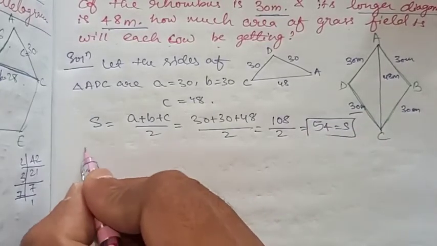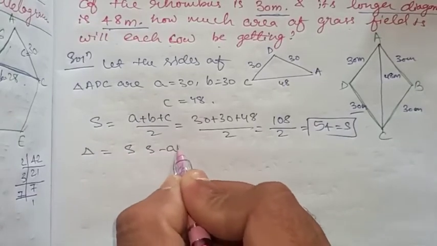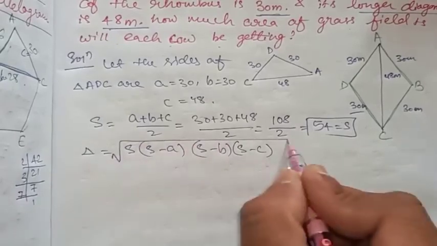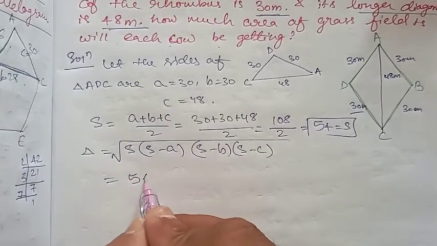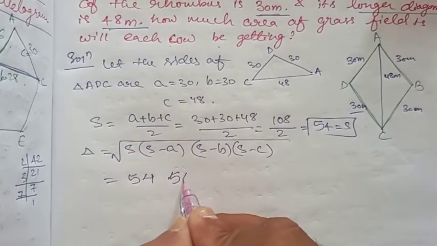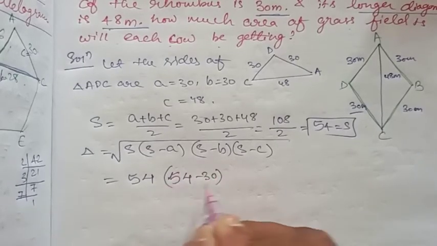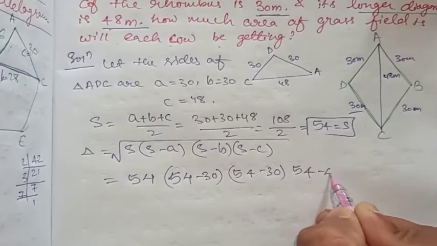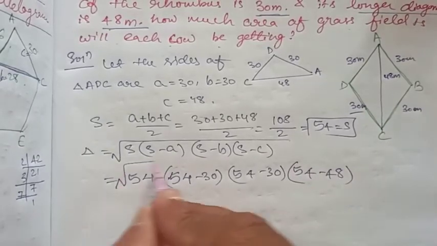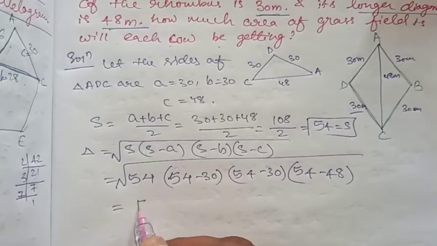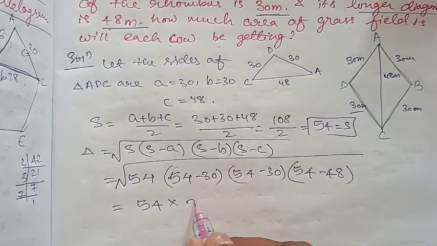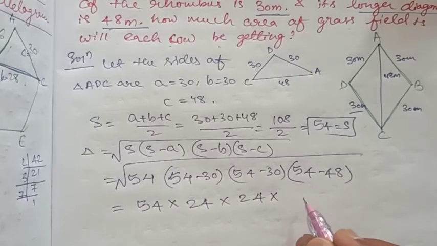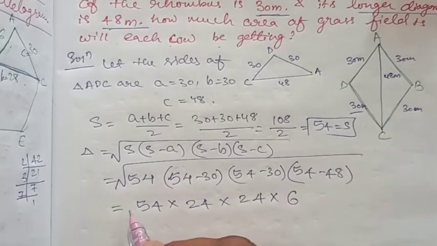Now I will find out the area. Area is square root of s into (s minus a) into (s minus b) into (s minus c), that is square root of 54 into (54 minus 30) into (54 minus 30) into (54 minus 48). Now 54 will be as it is. 54 minus 30 is 24. 54 minus 30 is again 24. 54 minus 48 is 6.